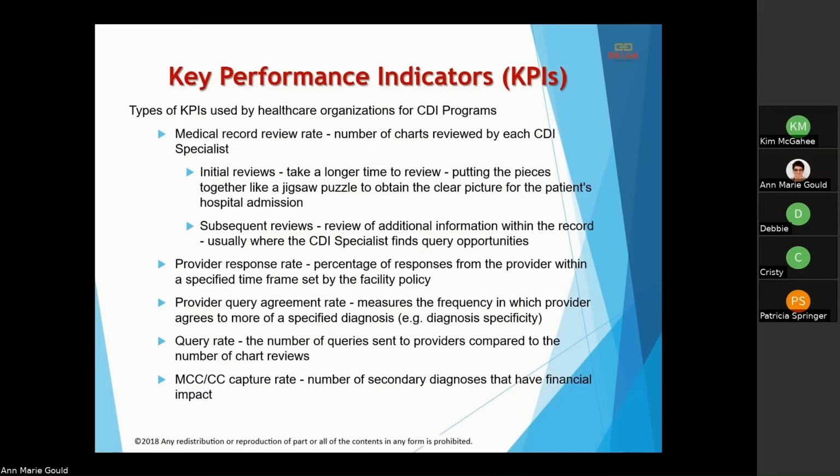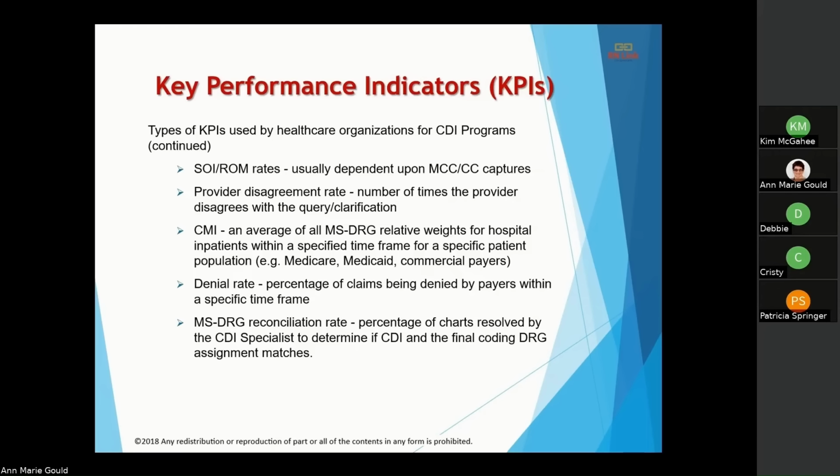Another type of KPI is MCC and CC capture rate, and these are, of course, your secondary diagnoses that will give the hospital financial impact. Your SOI and ROM data, of course, is usually dependent upon your MCC or CC captures, but also your non-CCs. Some of your electrolyte imbalances, like hypokalemia or hyper- or hypocalcemia, are not CC captures, but they will definitely impact your SOI data or your risk of mortality.